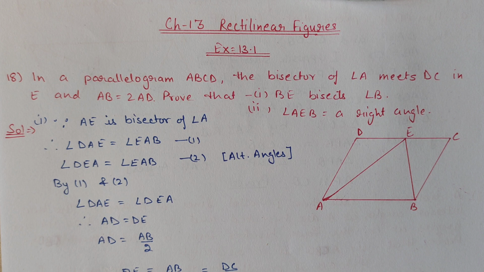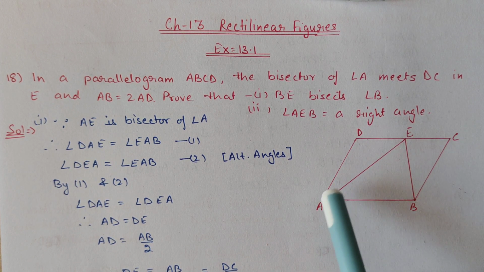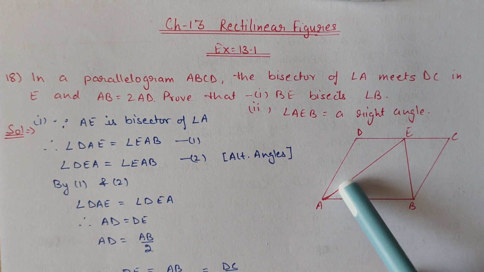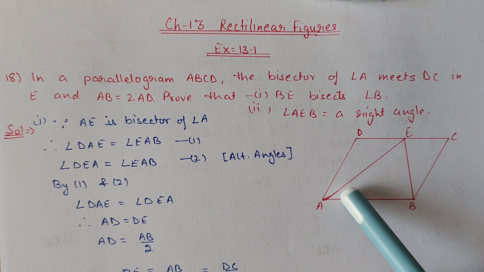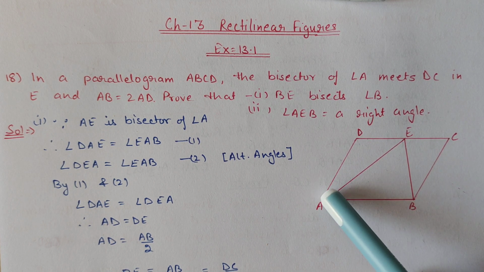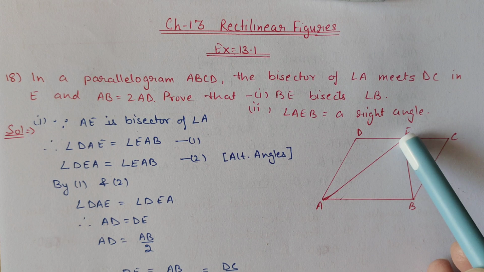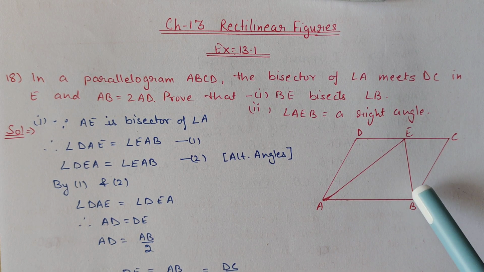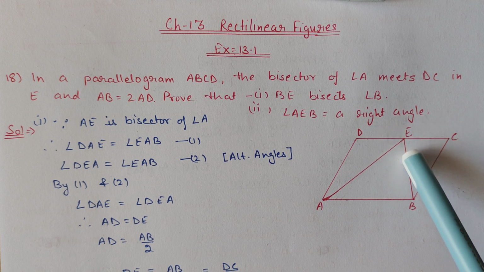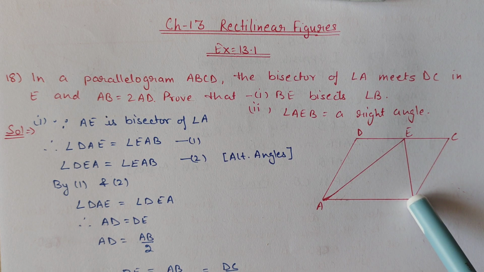So first of all we will draw the figure. ABCD is a parallelogram, so draw one parallelogram. AE is the bisector of angle A. Bisector of angle A means it is dividing this A into two equal halves. And this line is joining DC at E. Then E to B we will join. Then we have to prove this is also the bisector for angle B.